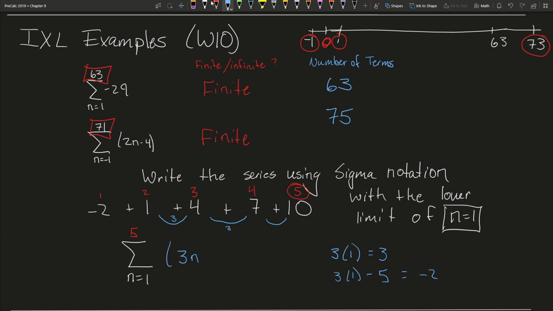And then that's equal to -2. We can check with another number. If we want the fourth term, and we follow that rule of 3n minus 5, that should be equal to 7. And if we do that, we get 12 minus 5, which is 7. So our entire answer is that sigma notation and then the rule for the actual series. That part in blue can be really tricky, but you really have to think about what's changing from term to term, and then try to put that into mathematical terms. Which again can be hard, but it takes practice.